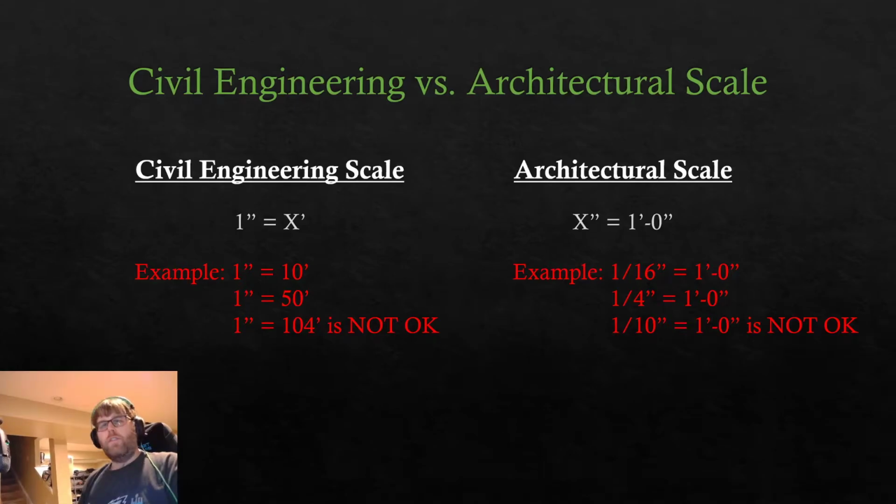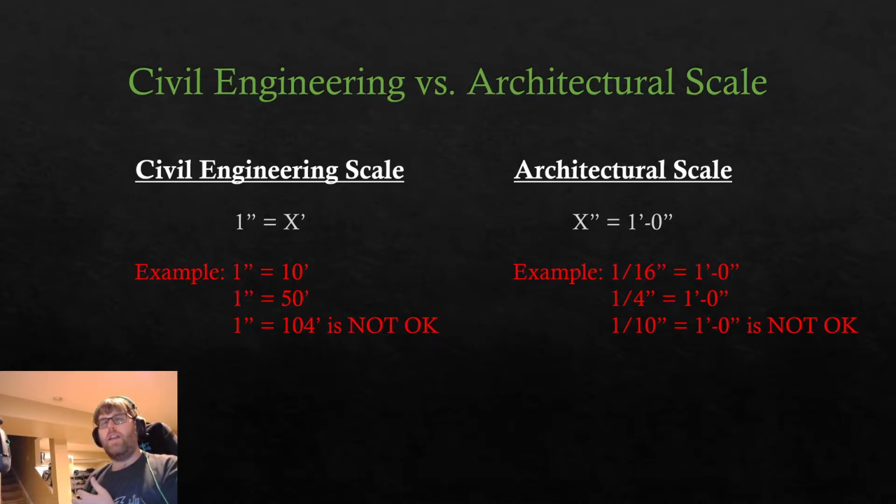After metric, we have civil engineering and architectural scale. So they're both displayed here. Civil engineering scale is given by the form 1 inch equals X number of feet. So I have some examples there. We have 1 inch equals 10 feet, 1 inch equals 50 feet.